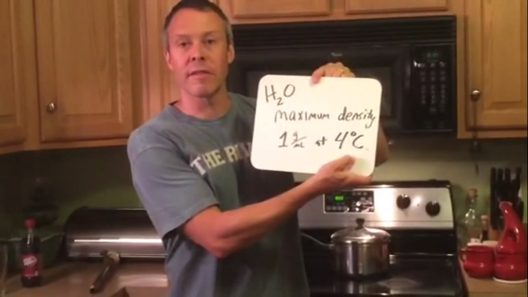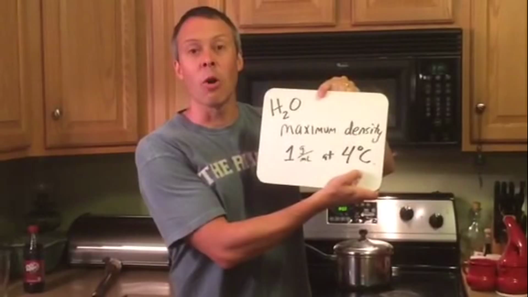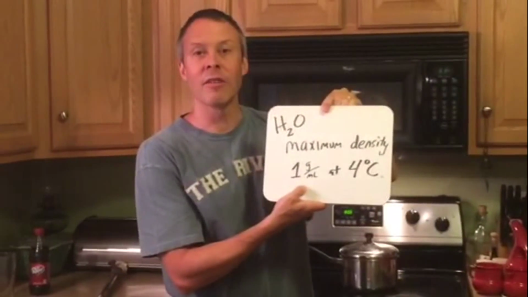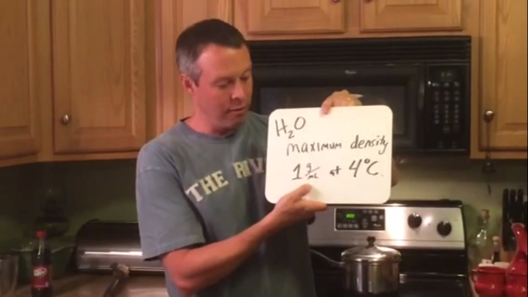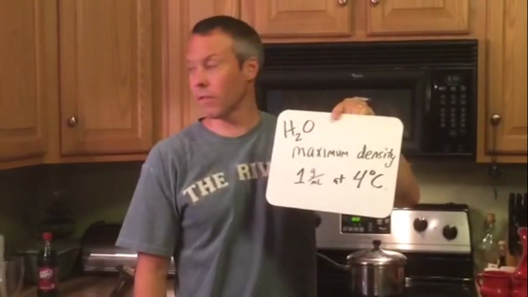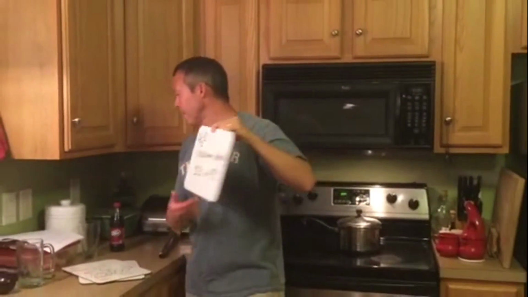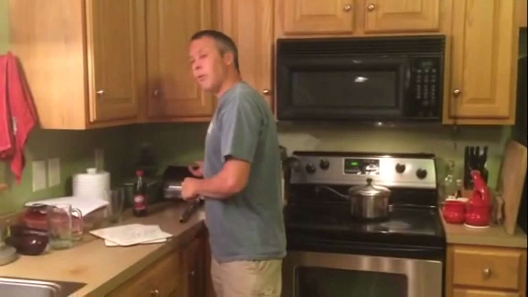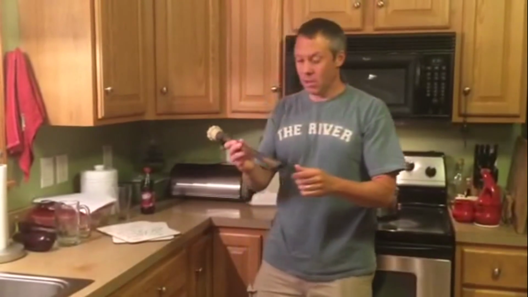The maximum density for water is not at 0, but above 0. It's actually at 4 degrees Celsius. When you have really, really cold liquid water, the greatest density is 1.0 gram per milliliter at 4 degrees Celsius. That's for water. What are some consequences of this?